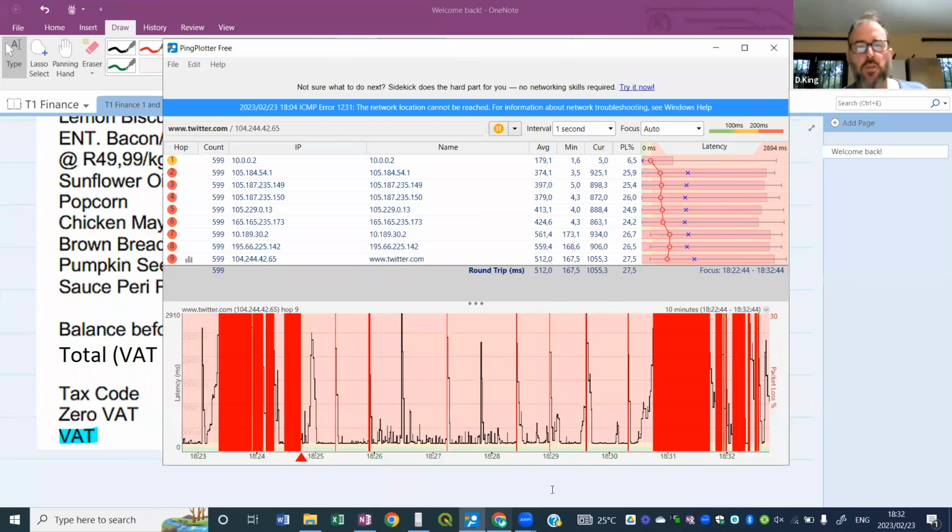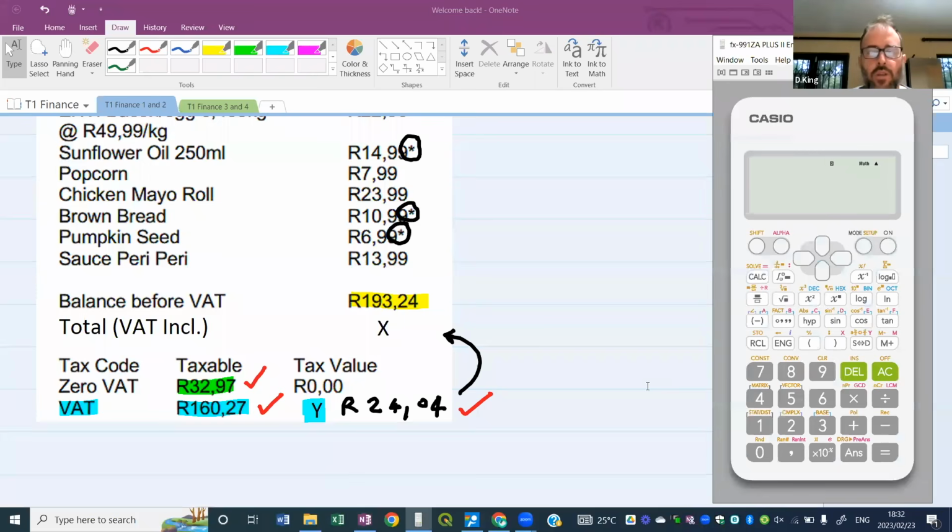Let's try and look. So I'm going to use my calculator to help me with this one. So we've got the 32.97. And to that, we're going to add our 160.27. And to that, I'm going to add on, in fact, I'll use a bracket to show you guys that these two values go together. This is just for purposes of showing you. You don't have to set it out like this in an exam. So the 160.27 and 24.04 go together because the 24.04 is the VAT portion of 160.27. And all three of these together should give me an answer.